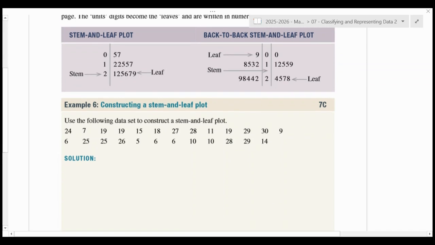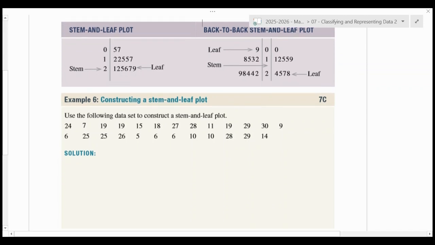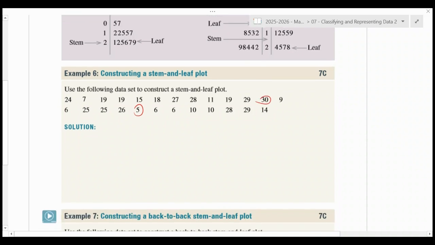The way we're going to do this is we're just going to have a look and go, okay, what's our lowest number here? Well, I can see a 5, so it's our lowest. What's our highest? I can see a 30, so we're going between 5 and 30, which realistically means we're basically going to have a tens column and a units column for our stem and leaf. Now, you don't need to write them up.